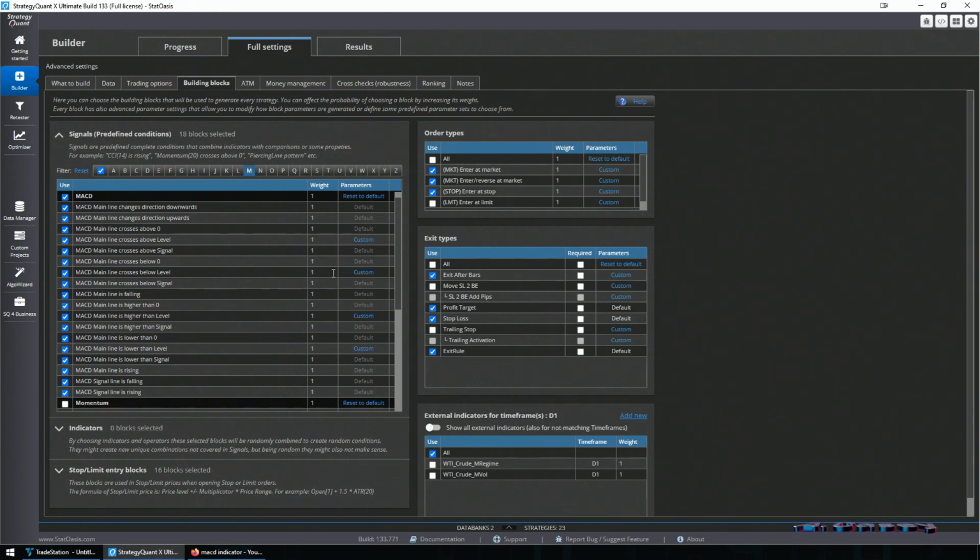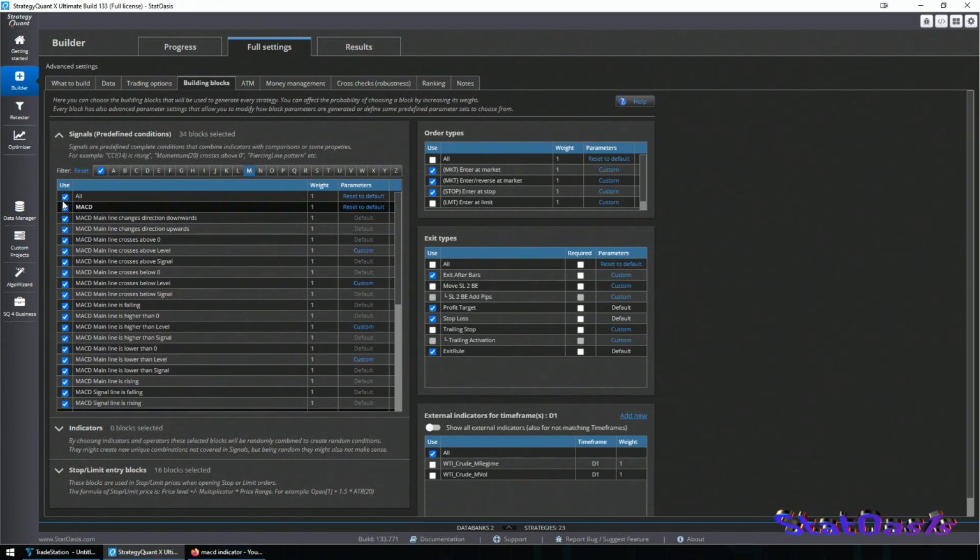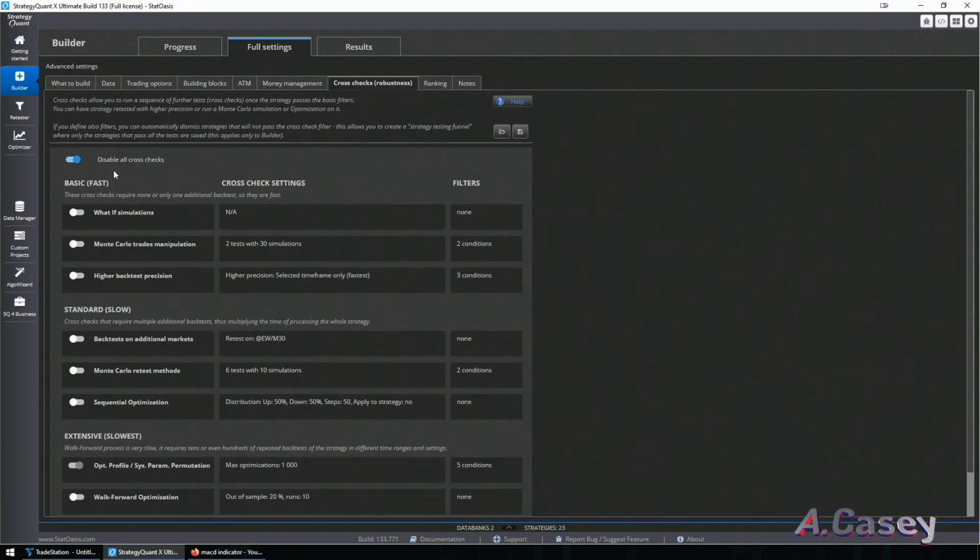In the signals, just clear everything, click all, click nothing. So 0 blocks selected, 0 blocks selected in indicators. Okay. And then just go to M, which is all signals starting with M, and we will click on all MACD signals. So we're picking all MACD signals only. Then I'm keeping profit and stop loss, exit rule, and exit after number of bars. None of them is required, but they're optional. This doesn't matter, this doesn't matter. Okay? And I'm not doing any cross-check.